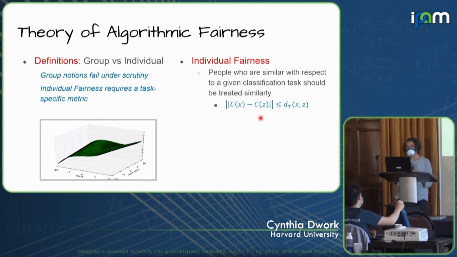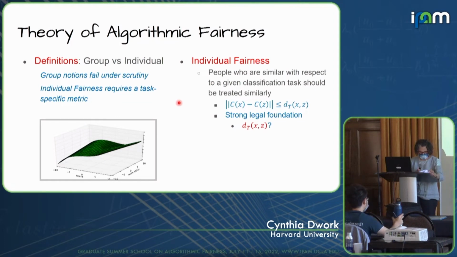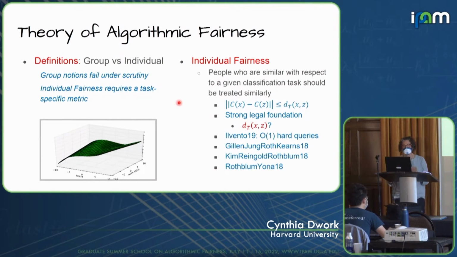Now, that similarly situated people should be treated similarly has a very, very strong legal foundation. But of course, we still have this problem of who should be considered similar to whom. And this problem is not going to go away. We do not have a magic wand. We'll talk about it, and we'll talk about some things that can be done, but there is no magic wand.